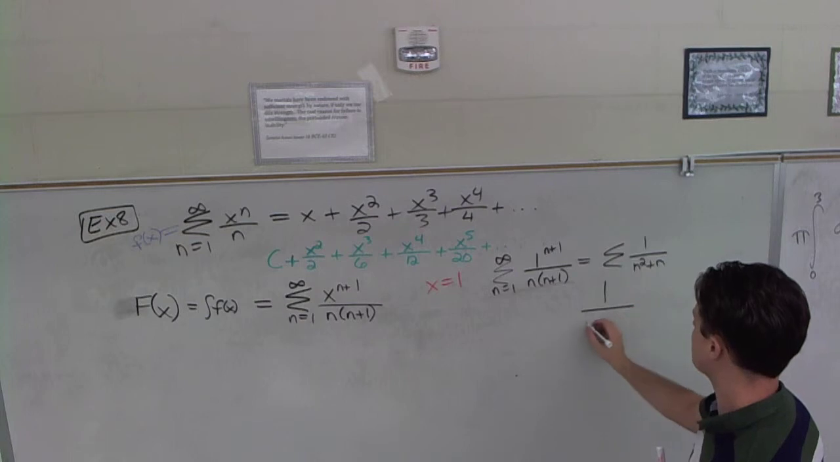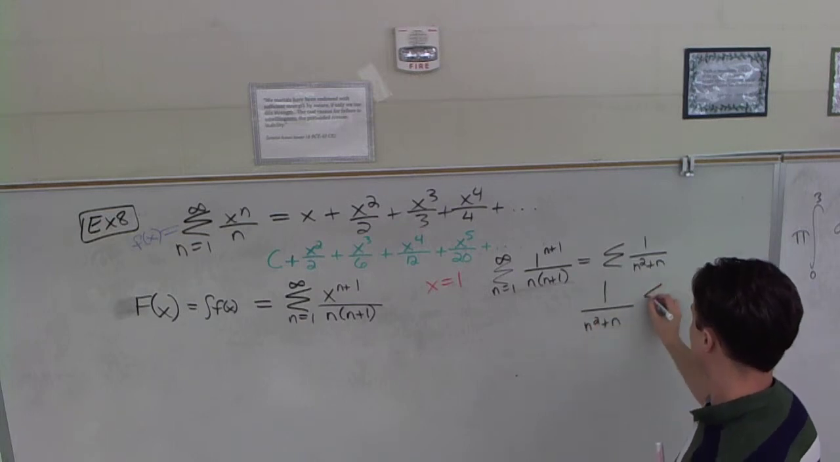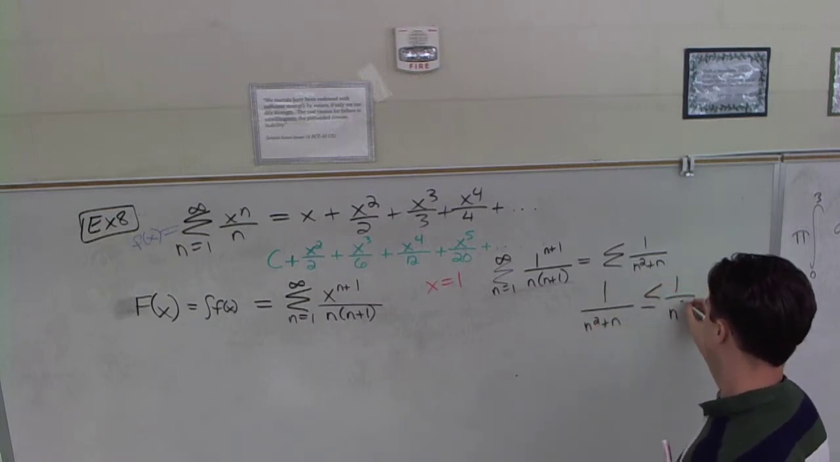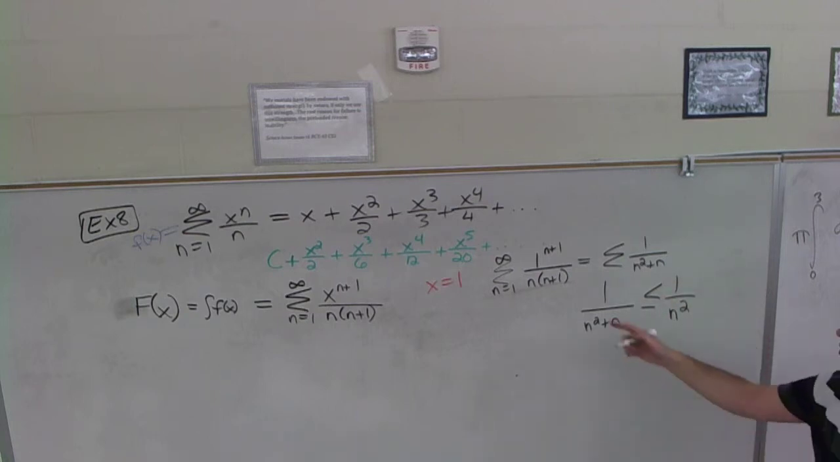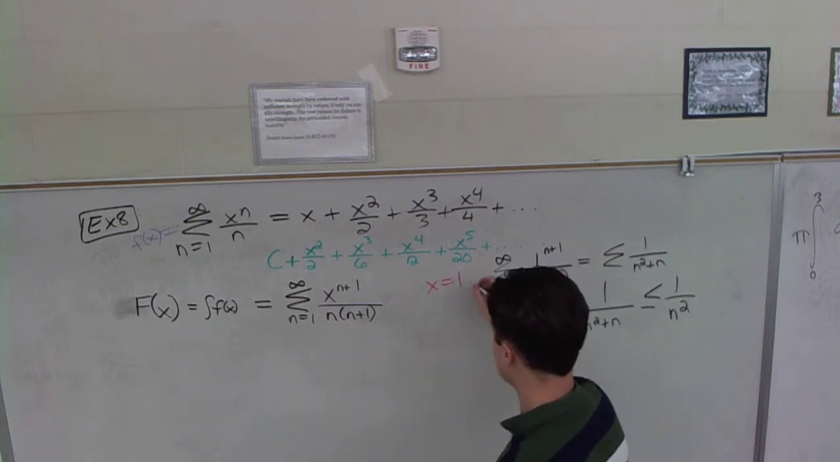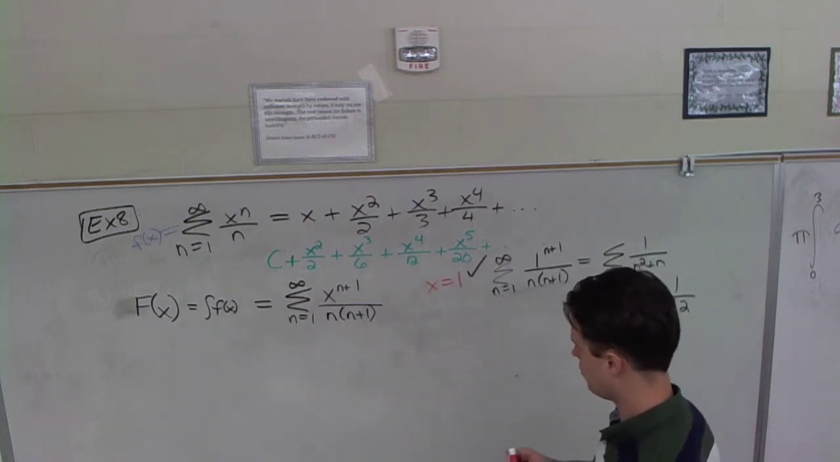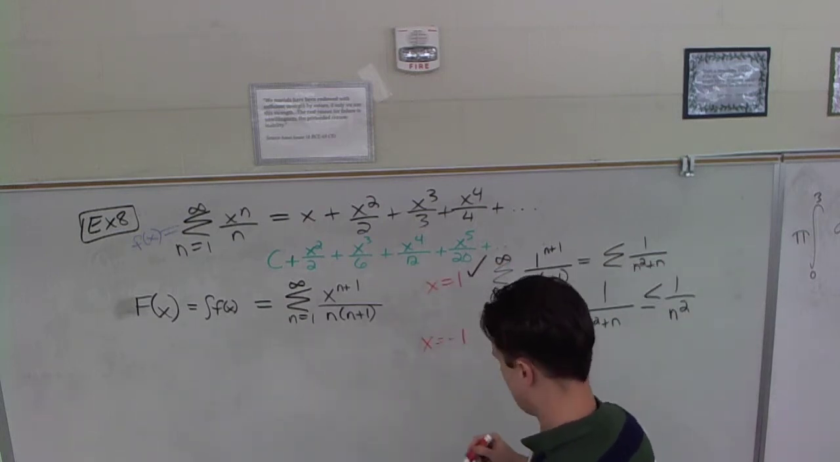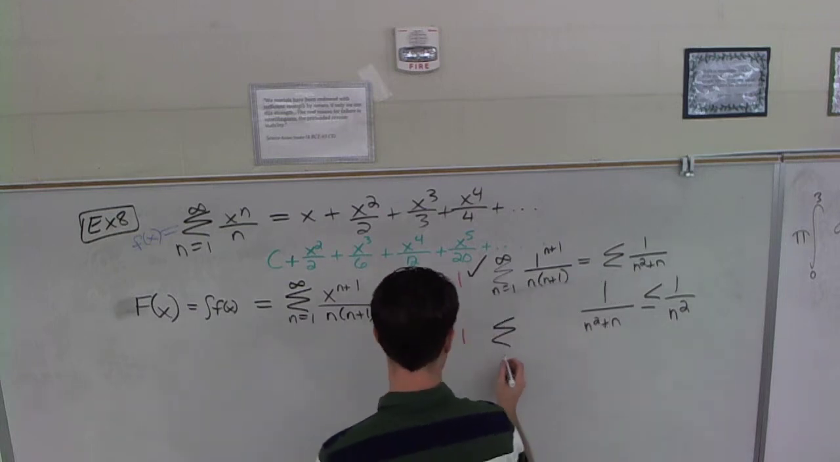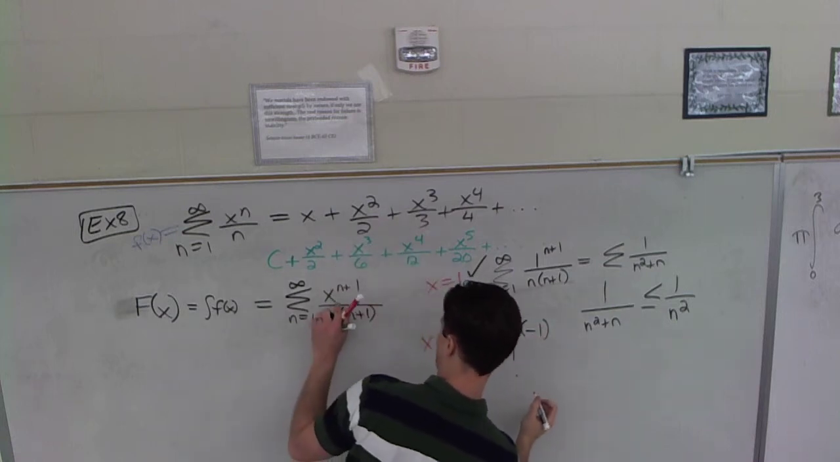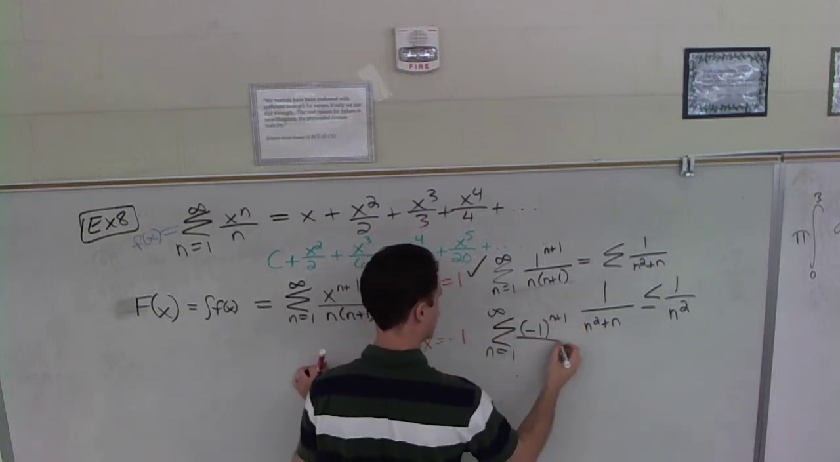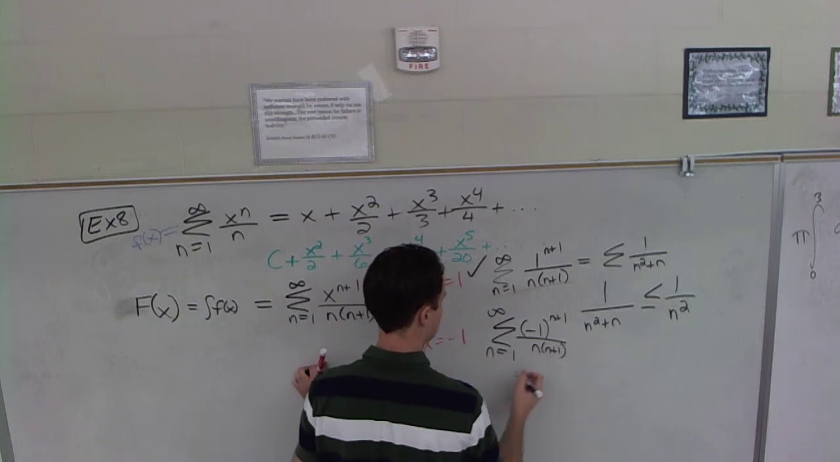Is this guy always less than that? Yes, definitely, right? Its denominator's bigger, and this guy's convergent by p-series. So this guy's definitely going to converge. So check, got it. And then we want to check -1. So for -1, we're going to have the series -1, just checking, yes, to the n plus 1 over n times n plus 1.